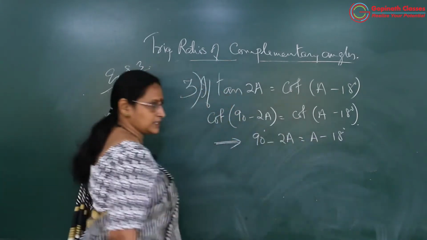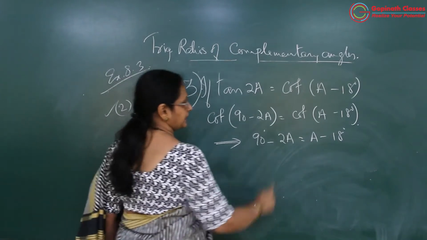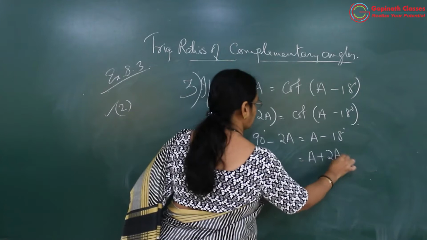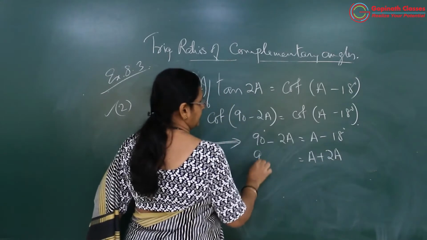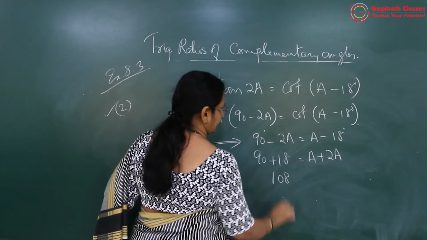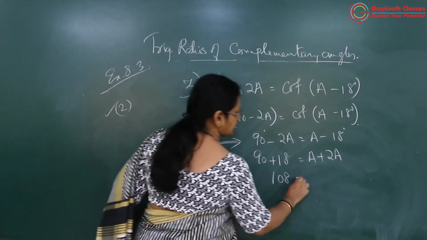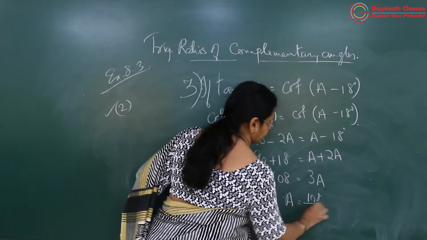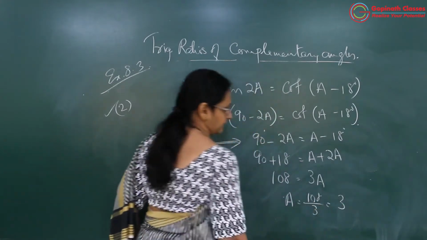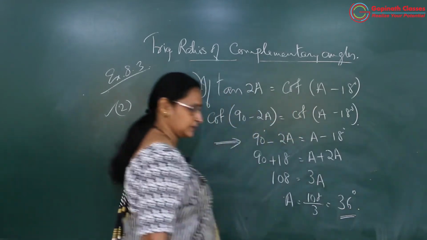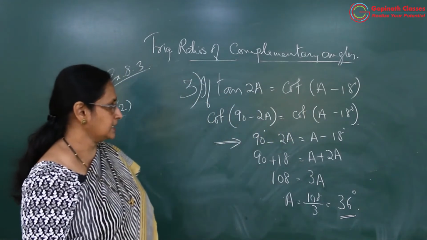So, can you solve it now? Very clearly, we can take this 2a to that side. It will become a plus 2a minus 18. I am bringing here 90 plus 18. 90 plus 18 is 108, equal to 3a. So, a will be 108 divided by 3. It will be 36. 36 degree. Please understand that.